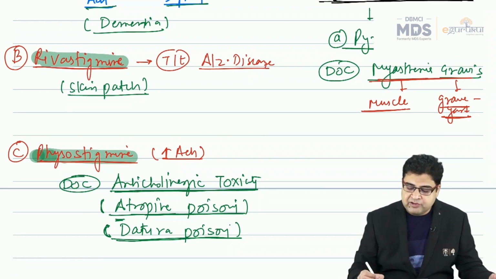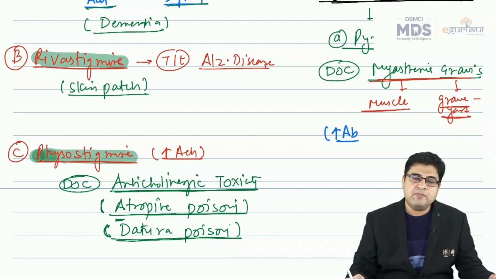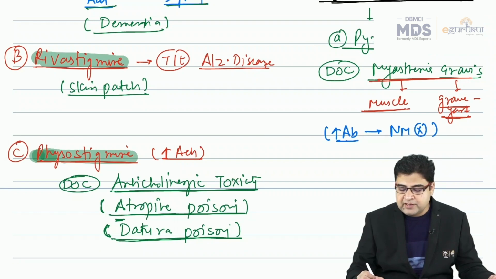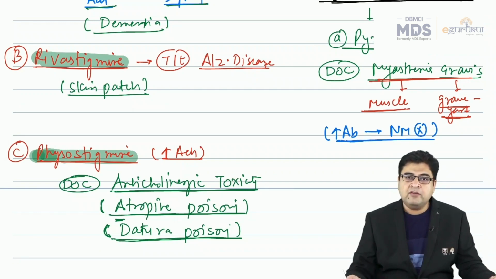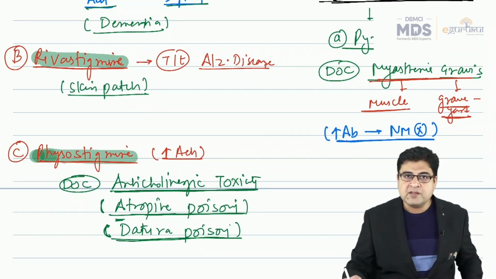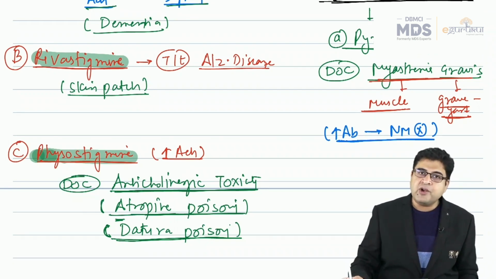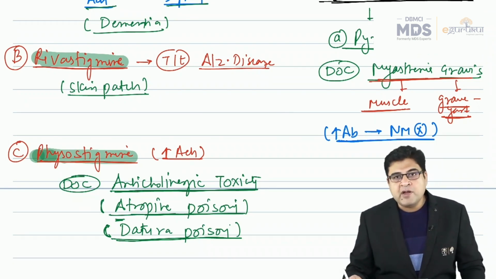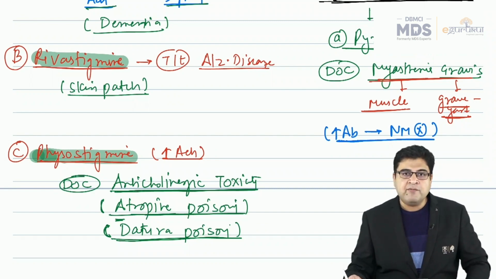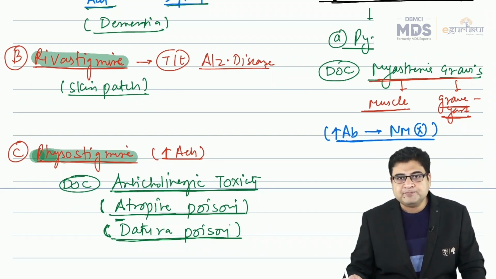Myasthenia gravis is a condition where the patient will have synthesis of antibodies in the plasma, and these antibodies will destroy the NM receptor. When these antibodies destroy the NM receptors, the number of NM receptors is less in the body. So when you give pyridostigmine, by increasing the acetylcholine level it can bring this muscle strength back.